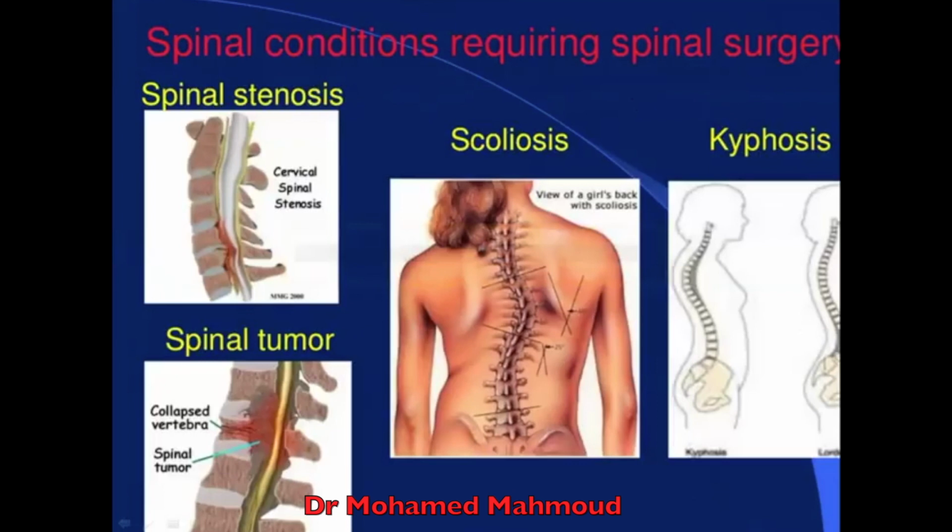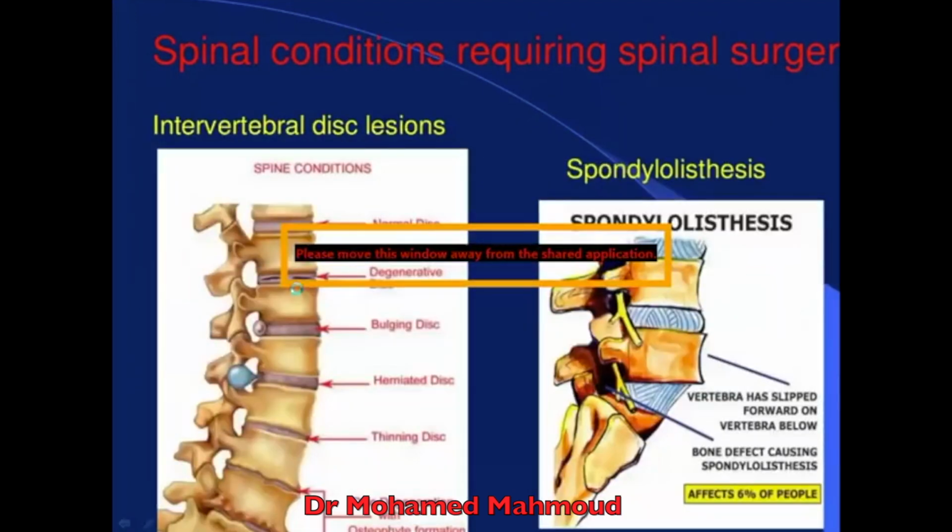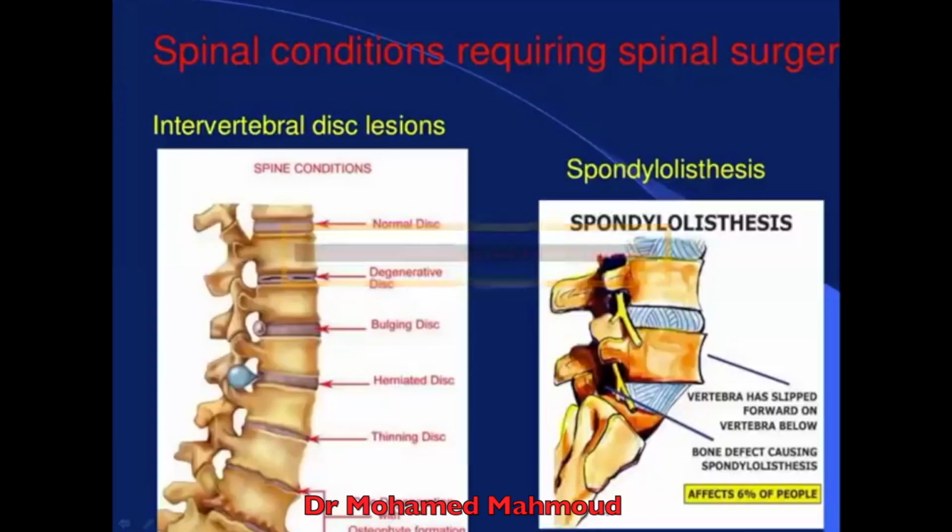This is diagrams for spinal conditions that require surgery. Spinal cervical canal stenosis, spinal tumors, kyphosis. This is pictures for disc herniation. Sorry, bulging of the disc herniation, movement of the vertebrae over vertebrae. And this is spondylitis.